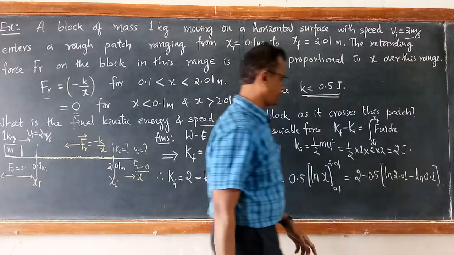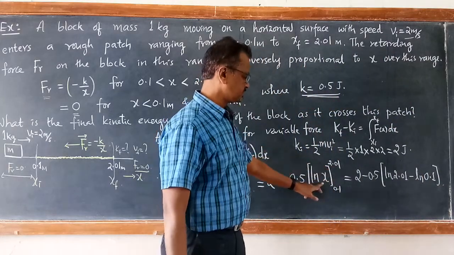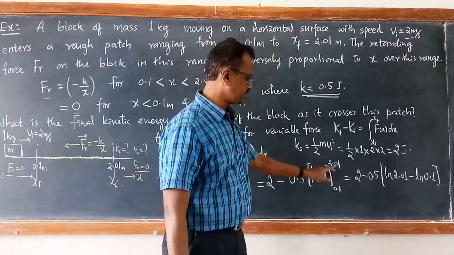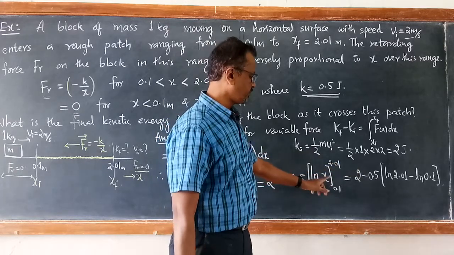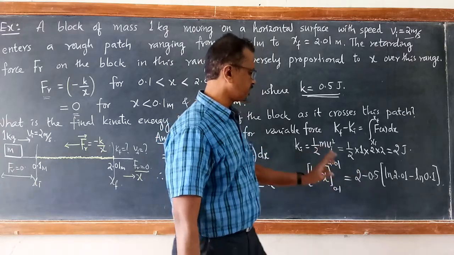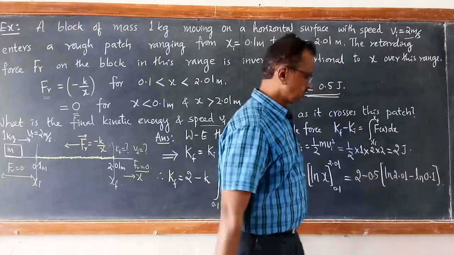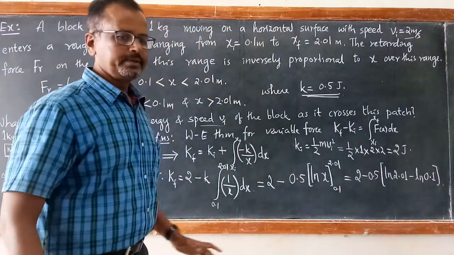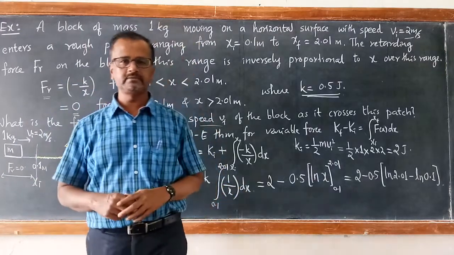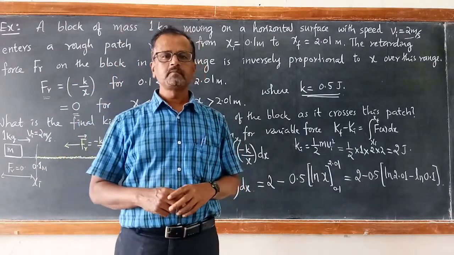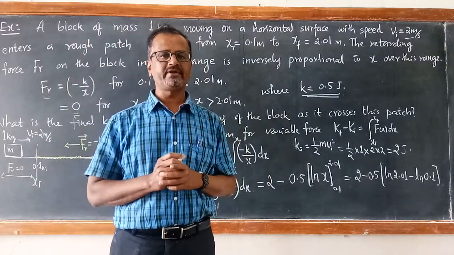Natural log 0.1. First, where x is there, substitute the upper limit, minus natural log, where the lower limit is there, just substitute 0.1. So 2.01, 0.1. Now, I don't know whether you have learnt logarithms. There you are learning the laws of logarithm.